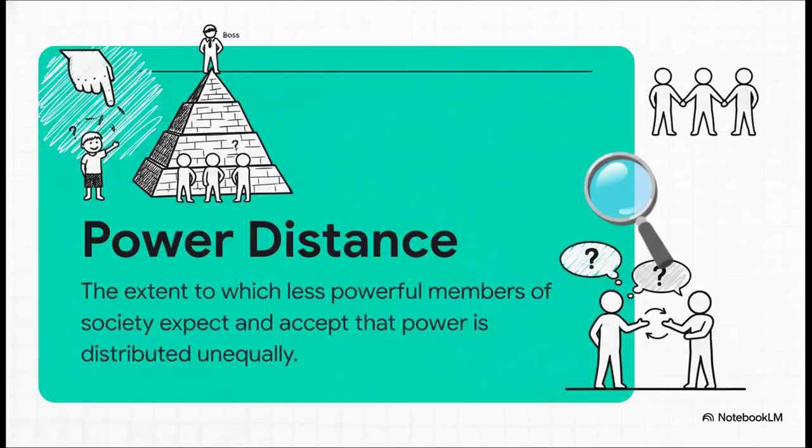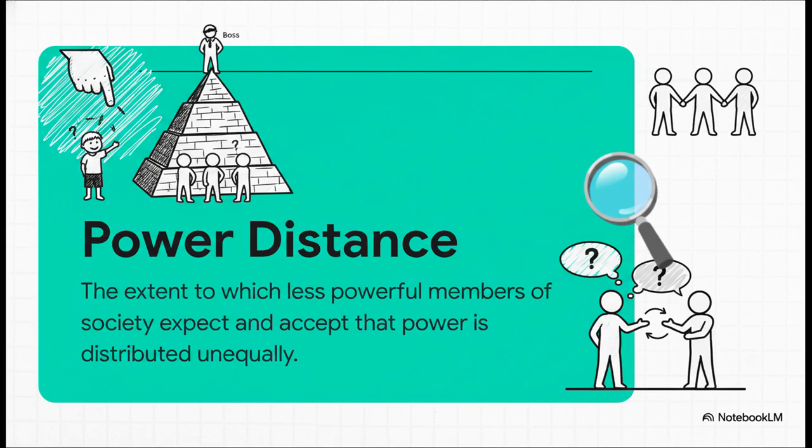Let's do one more, power distance. This one is super important for understanding things like workplaces and family dynamics. It's not about whether power is unequal. Hofstede said it's unequal everywhere. The real question is, how much do people accept that inequality?